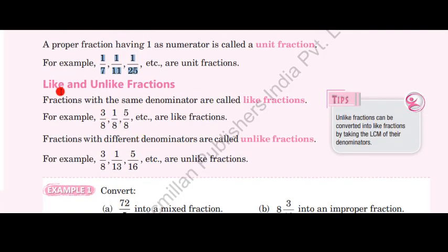Then we come to like and unlike fractions. This is very important in the case of addition and subtraction. So you need to understand this concept if you want to add and subtract fractions. Fractions with the same denominators are said to be like fractions. You can write down this example. For unlike fractions, the denominators are different. Unlike fractions can be converted into like fractions by taking the LCM of their denominators. That is a very important point here, which we used to do for the addition of fractions.